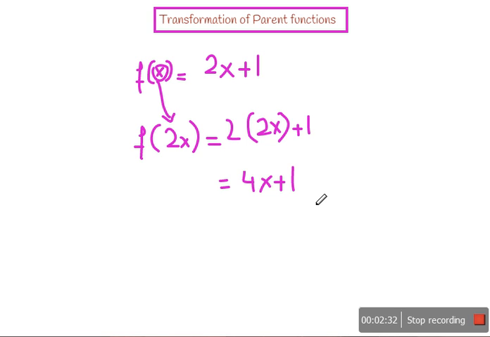So they are different: if we are multiplying 2 with y, we will get 4x plus 2. But if we are multiplying 2 with x, we'll get 4x plus 1.